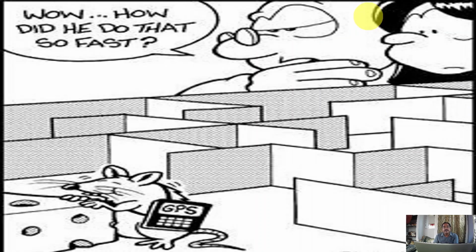And finally, a little fun slide, where this is a maze, and in the maze, generally if an animal is kept in, it has to find the path to go and take the meal. But this is a modern rat equipped with GPS. It directly goes and finds the meal.